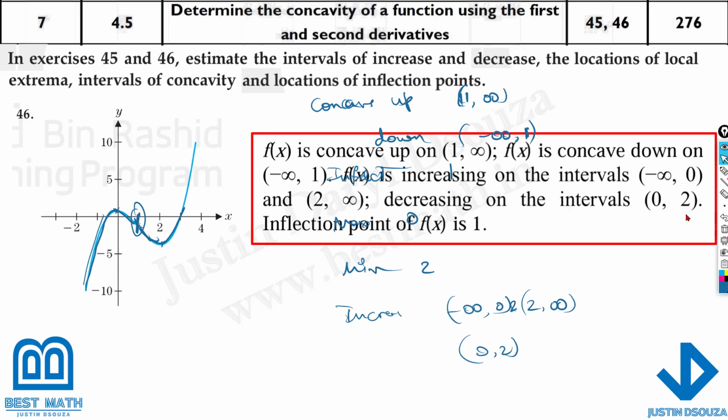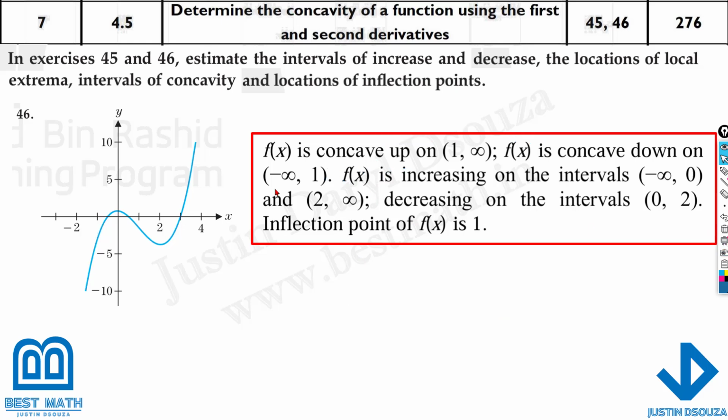So we can look into the answers here. Concaving up, as you can see, from 1 to infinity, whereas downwards it's minus infinity to 1. And then increasing on the intervals from minus infinity to 0 and from 2 to infinity, whereas decreasing from 0 to 2. And the inflection point is at 1. Maximum and minimum are not mentioned, but the relative maximum is over here, local max 0, minimum is at 2.